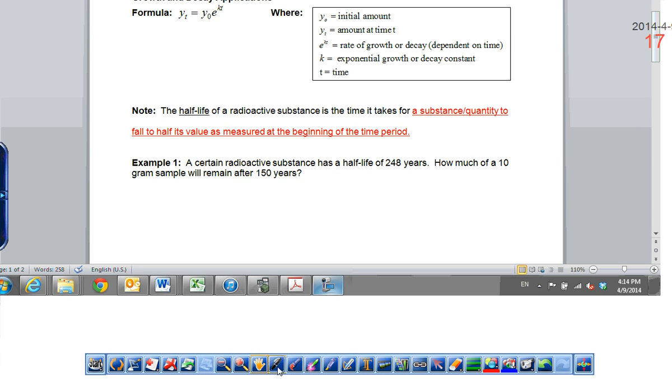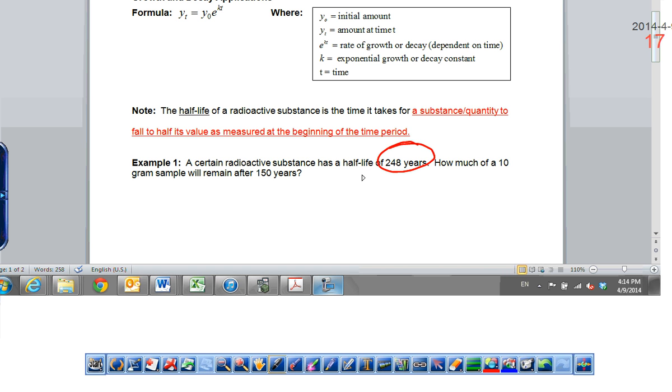Okay, so the first thing is it says a certain radioactive substance has a half-life of 248 years. How much of a 10 gram sample will remain after 150 years? So we don't have enough information. We don't have that K constant, so we're going to have to come up with one. And to do that, we can't just say, oh, it's 5 or it's 2. So we're going to use our algebra skills to determine what that K is for this particular problem.